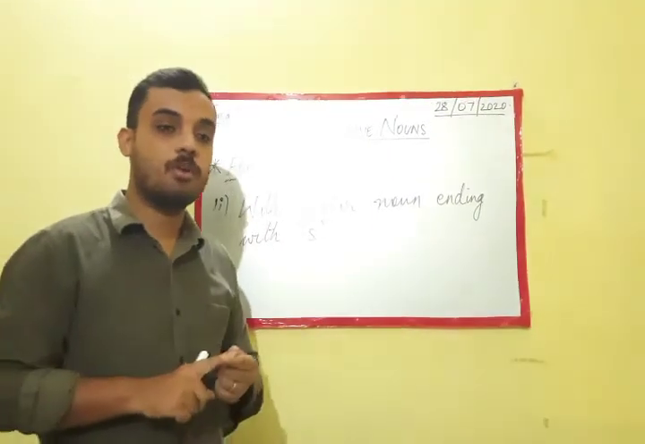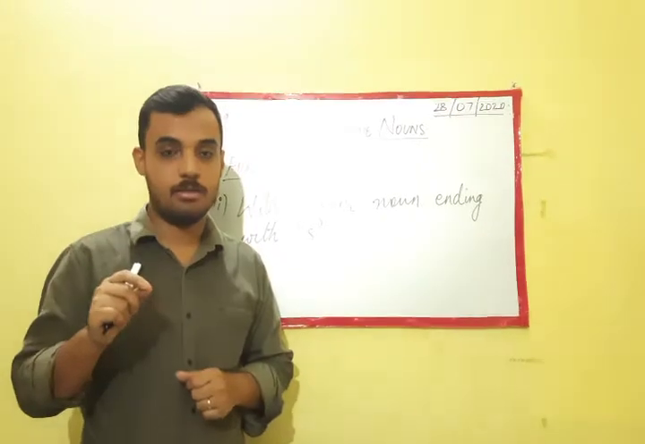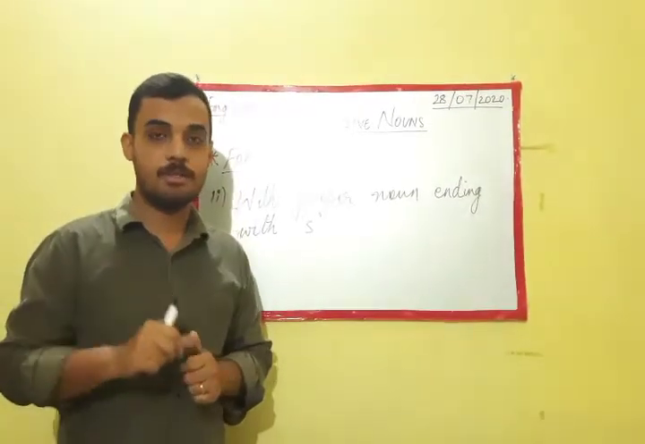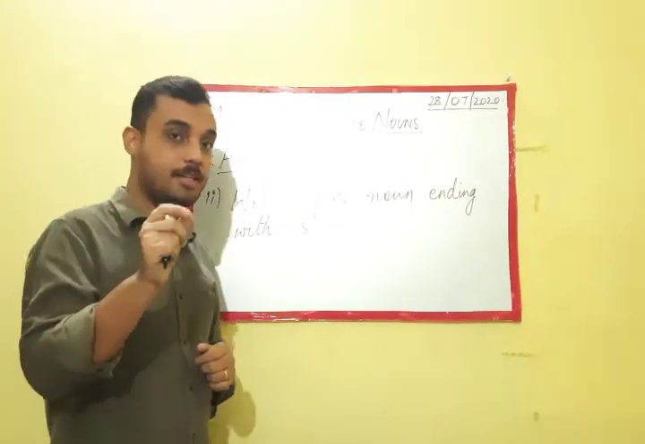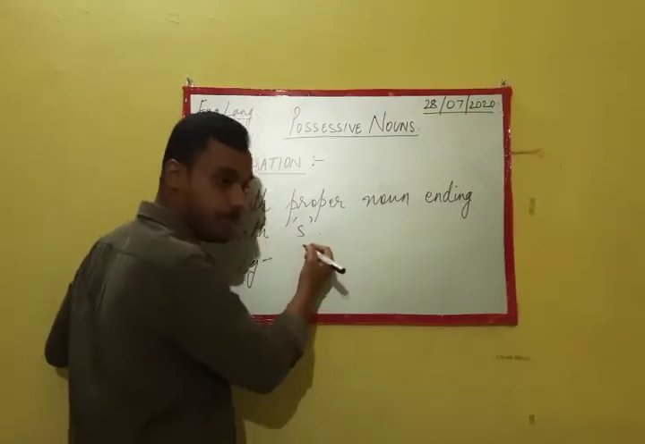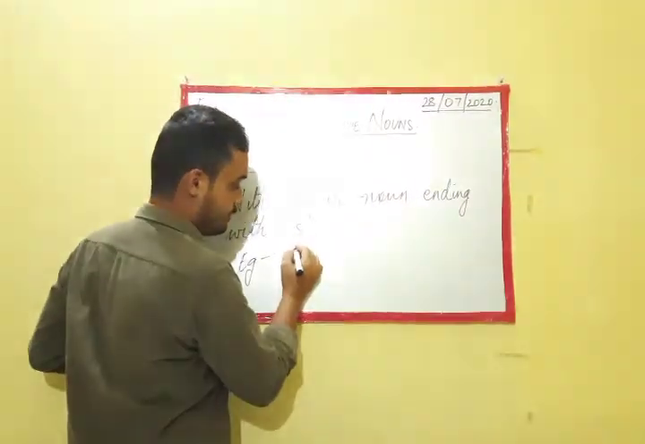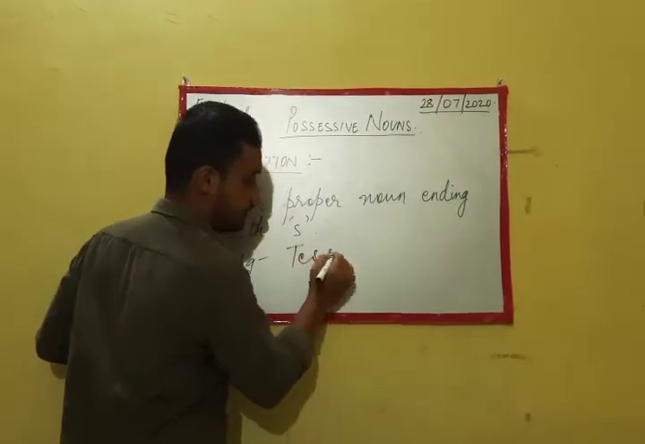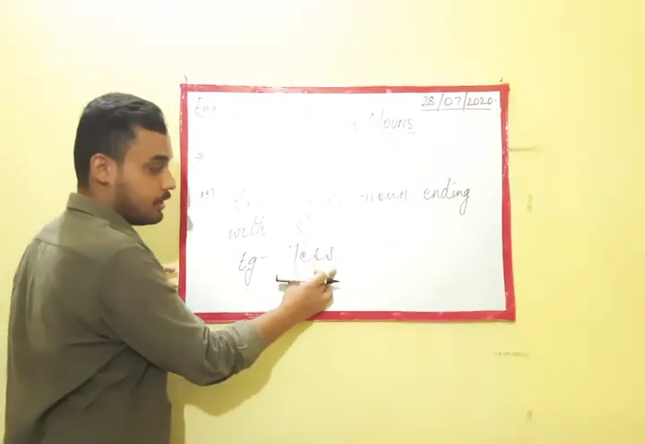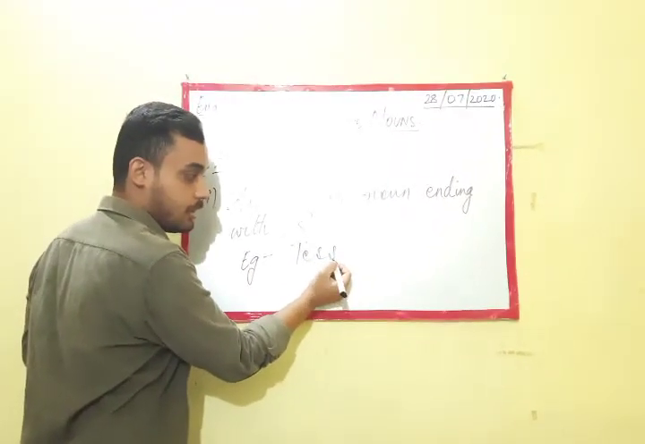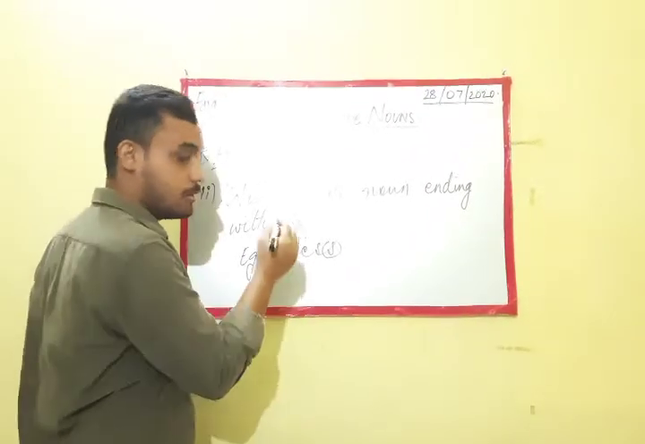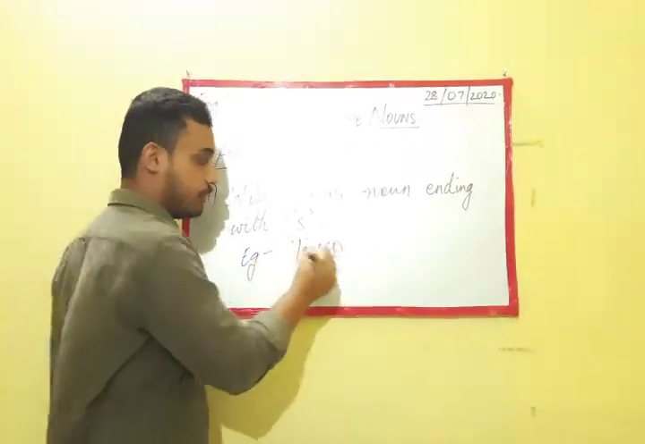Second point is related to proper nouns. Now, if a proper noun ends with the letter S, how do we make it a possessive noun? Take an example of a name again. Suppose Tess is a name. Now you see over here that this word has the letter S at the end. So how to use the apostrophe and S?